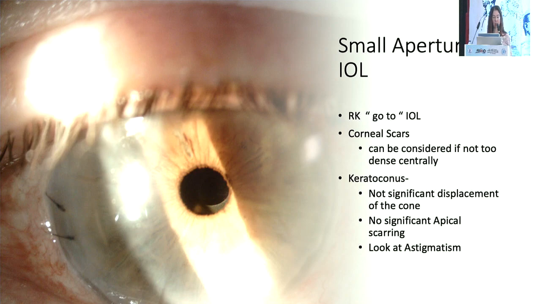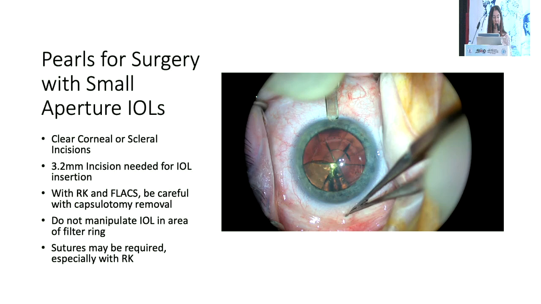And for keratoconus, if there is not significant displacement of the cone and there's no significant apical scarring, you need to look at that topography and tomography and look at the astigmatism, then you can also have success here as well. Again, sutures may be required, especially in those RK patients.